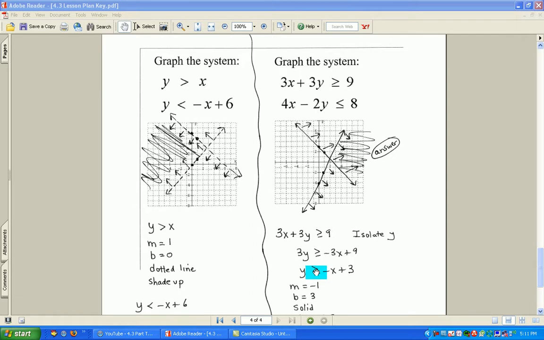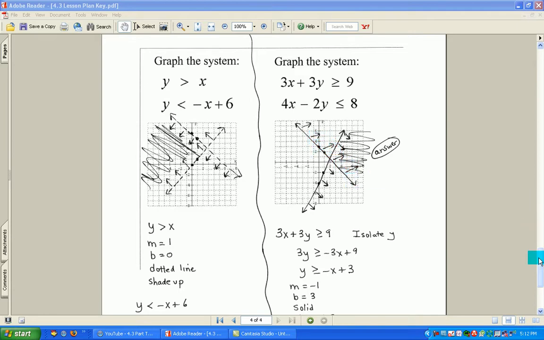shade above. So we create the boundary line by starting with 3, which is the y-intercept. And notice the slope is -1. So we start at 3, we go down 1 over 1. We connect those 2 points with a solid line because of the equals. And because y is greater than, we shade up. So I put directional arrows saying to shade above the line.